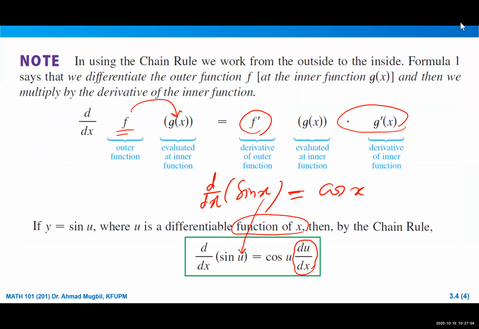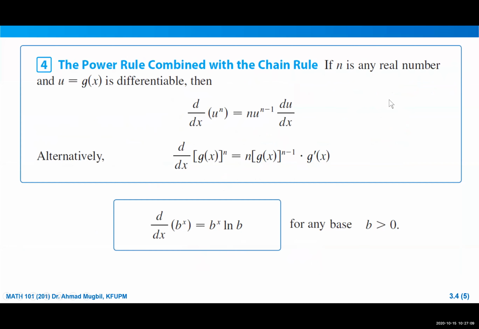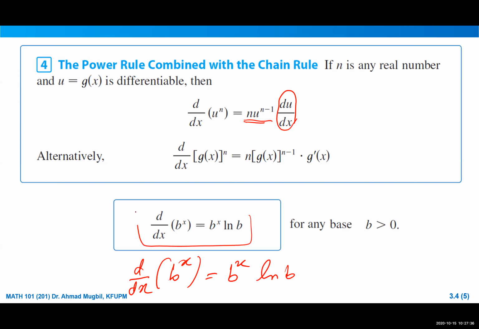For the table of derivatives, you now need to update it and include all of these. Similarly, for the power, when you have u to the power n, you will differentiate it as usual, but you will multiply by the derivative. We know that the derivative of e to the power x is itself. If you have another base other than e, like a or b, it will be the same, but you need to multiply by the ln of b. We used the chain rule to prove this, and you just need to recall it and add it to your table of derivatives.